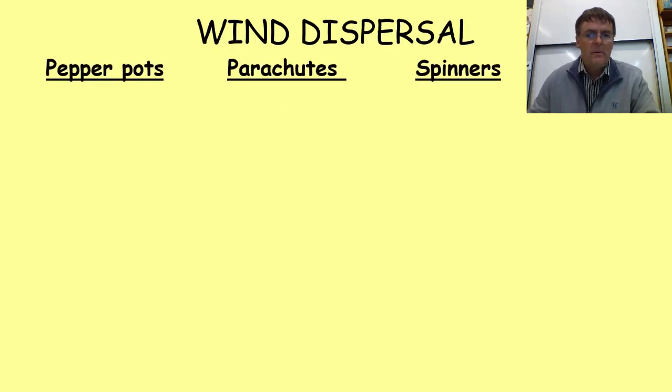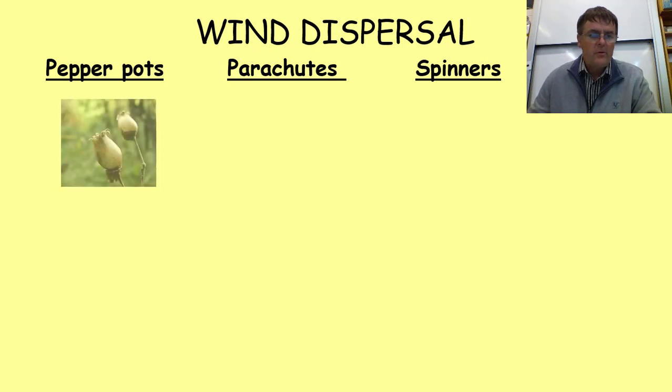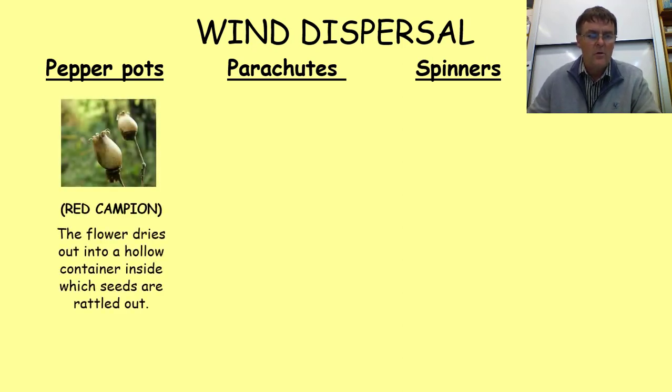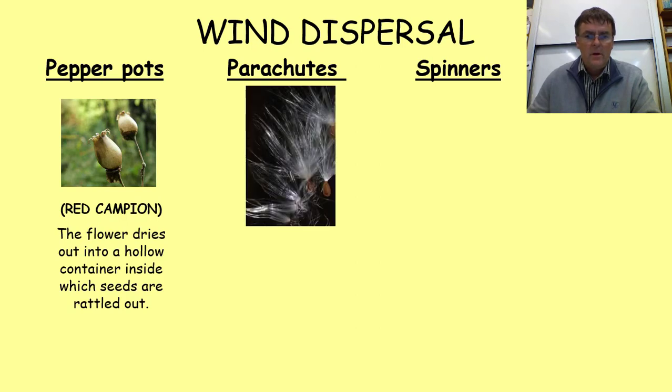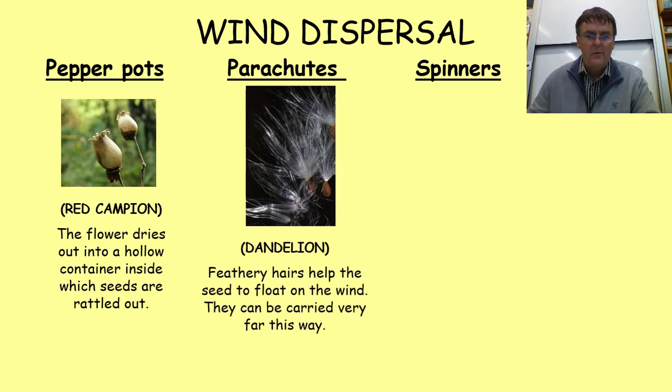Here are three major types. Pepper pots, where the flower dries out to this hollow thing, and as the wind blows it shakes it about, and the seeds shake out like you're shaking salt from a salt shaker. Your parachutes, those fine filaments, like your thistle seeds and your dandelions, float on the breeze and can carry a hugely long way.